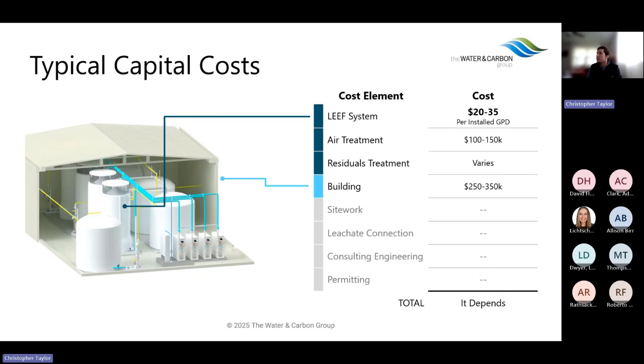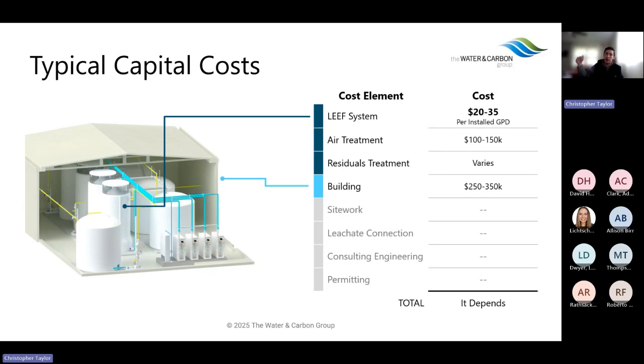In terms of CapEx, let's say you take a range between $20 and $35, and you say I need a system that does about 40,000 gallons per day of treatment. That comes to about 40,000 times 35, on the higher end of the spectrum, which is about 1.4 million. Roughly, that gives you a rough idea in terms of budgetary costs for a 40K system.